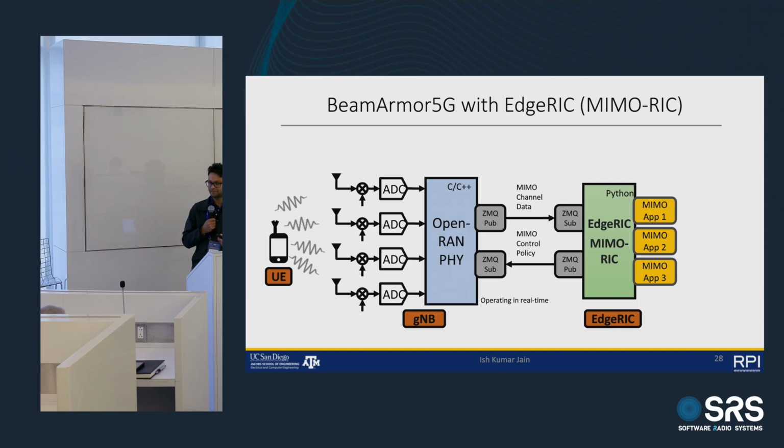We wanted to implement it with srsRAN 5G, which has support for 4 antennas. With 4 antennas, you have more degrees of freedom. You can do beam nulling and beamforming at the same time, right? So we implemented the same thing with the 5G version of srsRAN. We call it Beam Armor 5G, and this is how the interface looks.